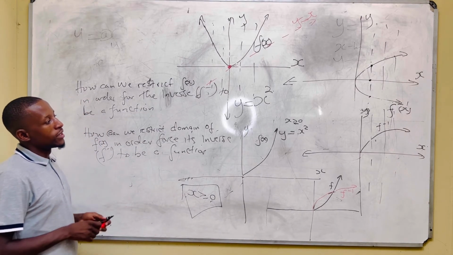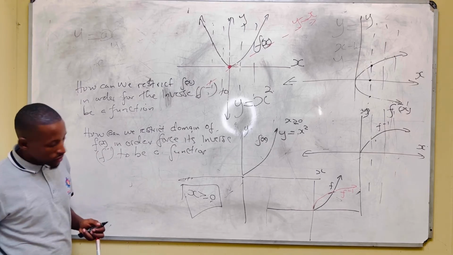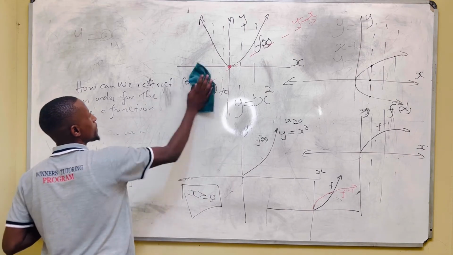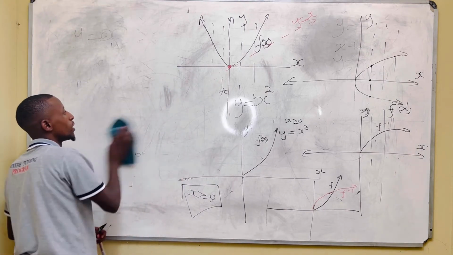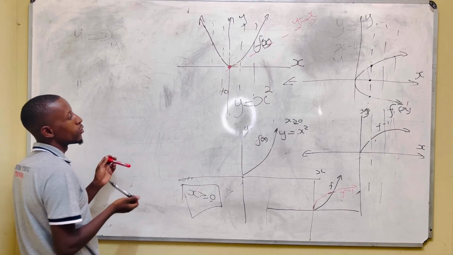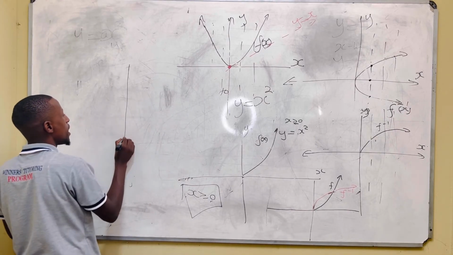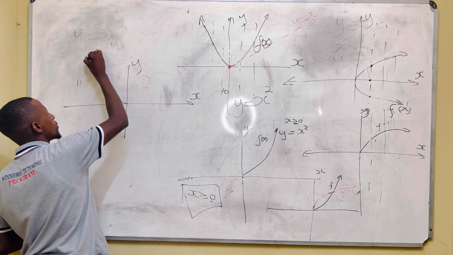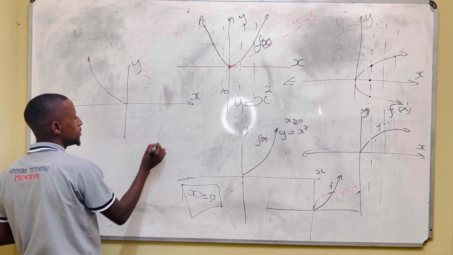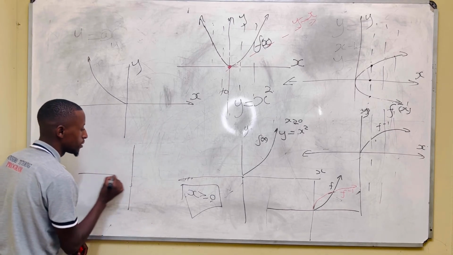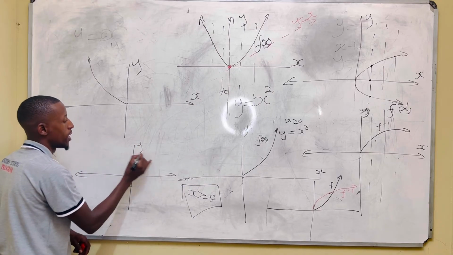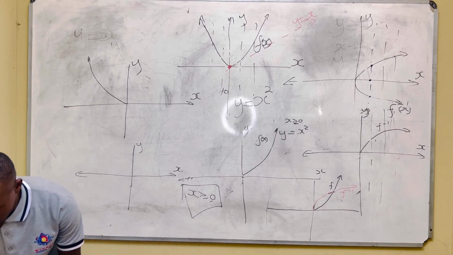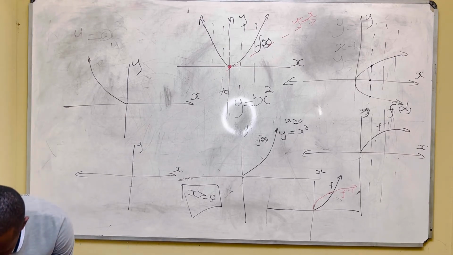So now we are moving on, because this is not the only way of restricting it. What if another person did it in this way? What if another person chose to make the original function appear only on this other side? This is our original function. So how is the shape of the inverse going to be? Let's check the shape of the inverse.